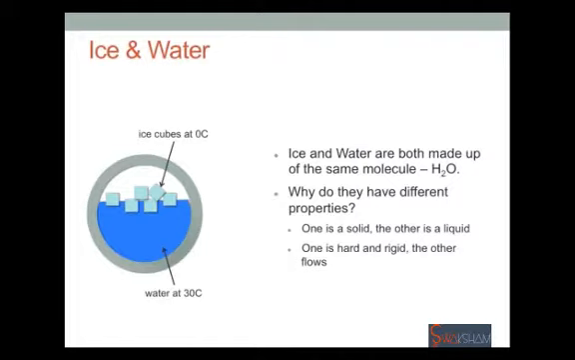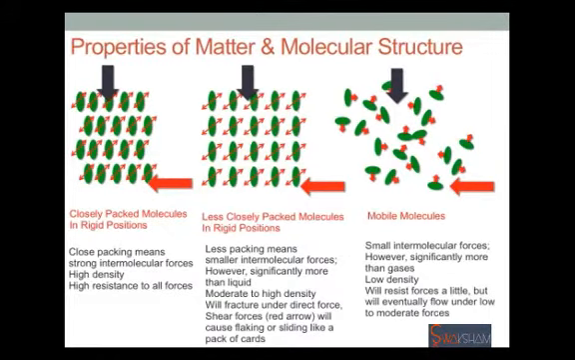0 degrees centigrade. Now before we do any thermodynamic analysis, we observe that ice and water, while made of the same molecule, H2O, have very different properties. One is a solid and the other is a liquid. One is hard and rigid, the other flows. Why is that? Properties of different phases, even though they are made of the same molecules, are different because their structure changes.